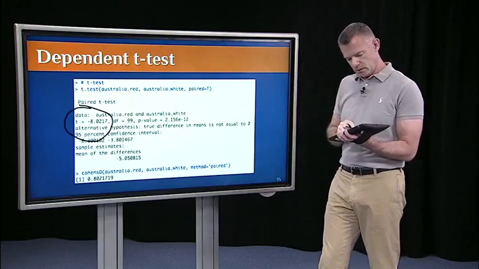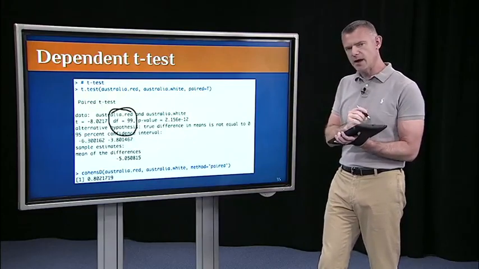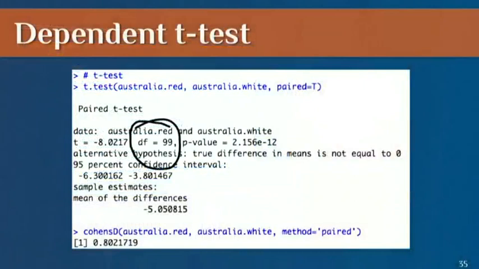sample. The degrees of freedom of 99, that means there were 100 wine raters, right? Because degrees of freedom is number of cases minus 1. There's our p-value. It's off to 12 significant digits. It's less than 0.00001. Very, very low.